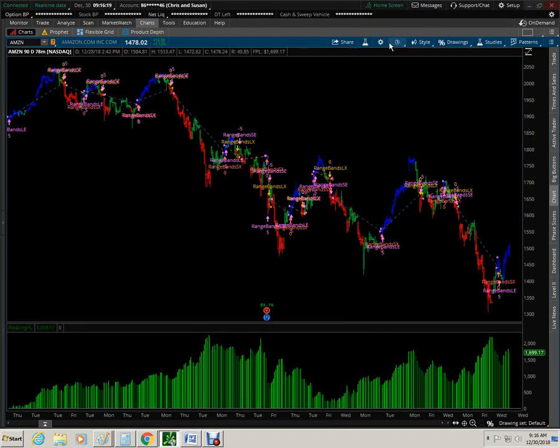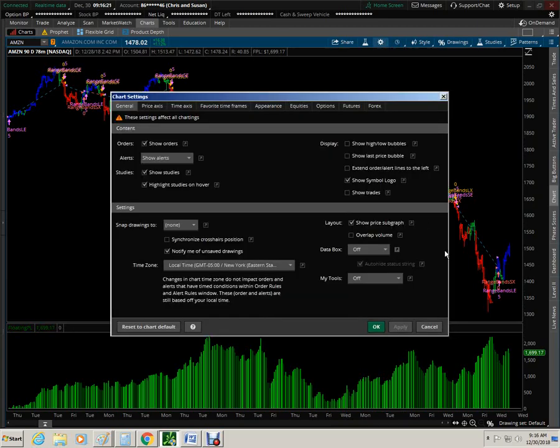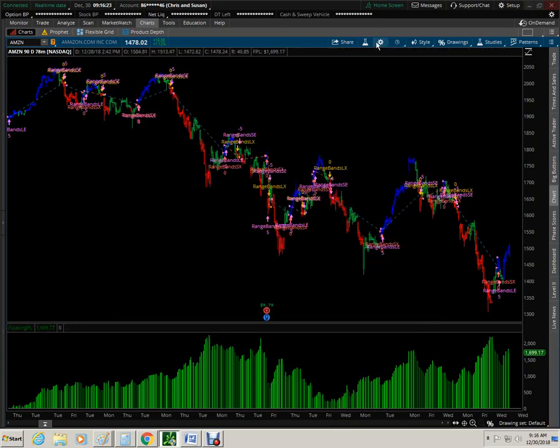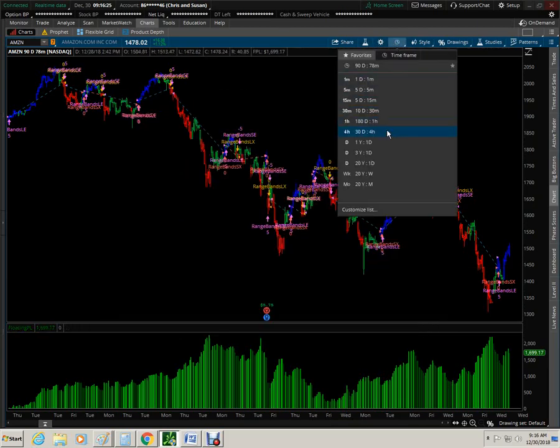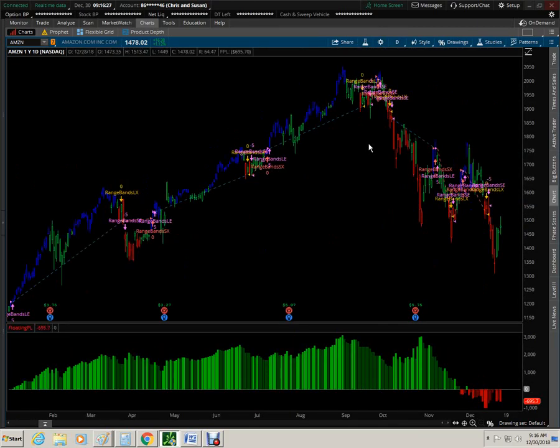If you look at this, for example, in Amazon, let's go back to the daily chart. Actually, Amazon's probably not a good example, but basically the bottom line is you don't want to use range bands strictly by itself as a trading system. You want to use it to confirm whatever other things you're looking at.